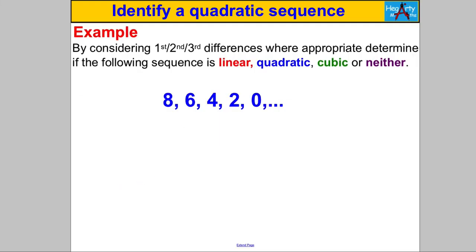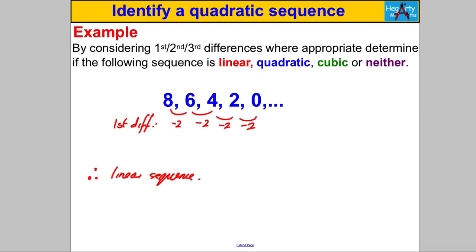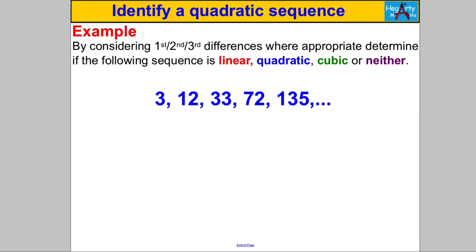Pause the video, have a go. Okay, we're going to consider common differences here. The difference here, 6 subtract 8, negative 2. This is negative 2. This is negative 2. This is negative 2. The first difference was common. And in the case where the first difference is common, you can say, therefore, it's a linear sequence. Okay, next one. Pause the video, have a go.